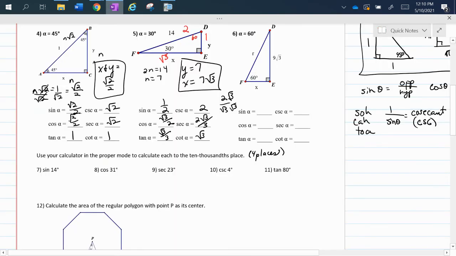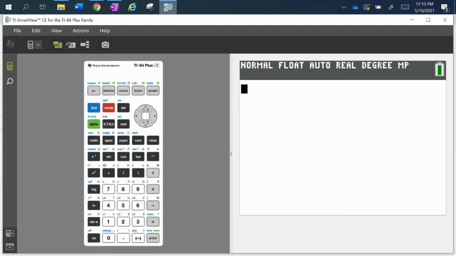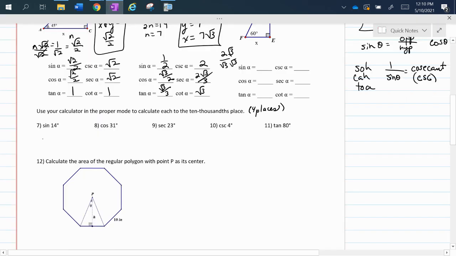Okay, so what I want to do is approximate the sine of 14 degrees. So I'm going to go to my calculator, put in sine and 14, and approximate it to 4 decimal places. 0.2419. Okay, and I can also do, let's jump to number 9.